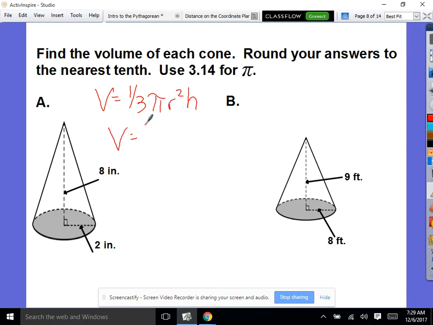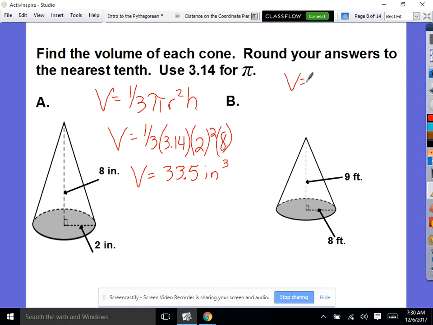So volume equals 1/3 times pi times r, which is 2 squared, times the height of h. So 1/3 times 3.14 times 2 squared times 8. So that gives us a volume of 33.5 inches cubed.